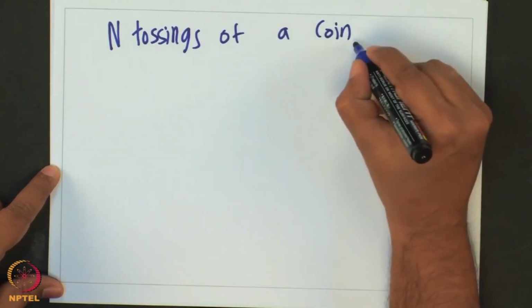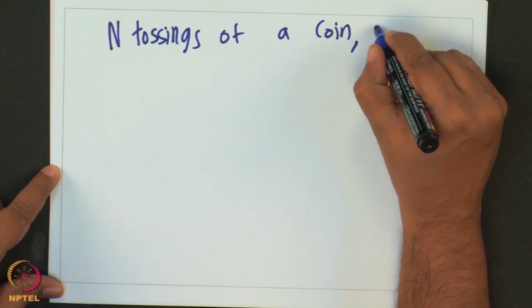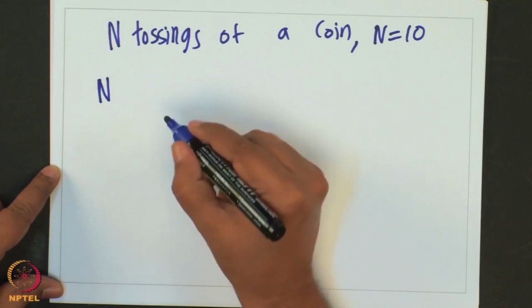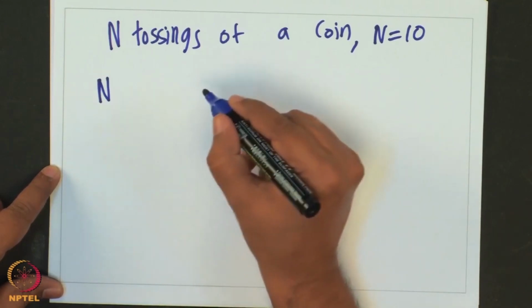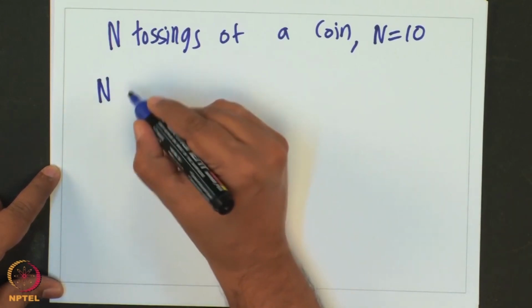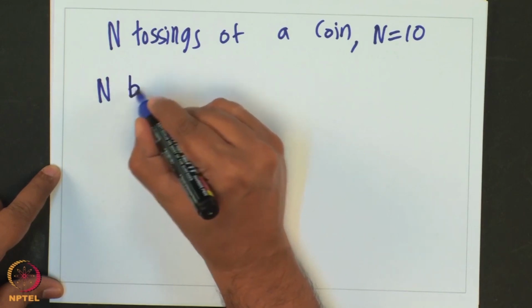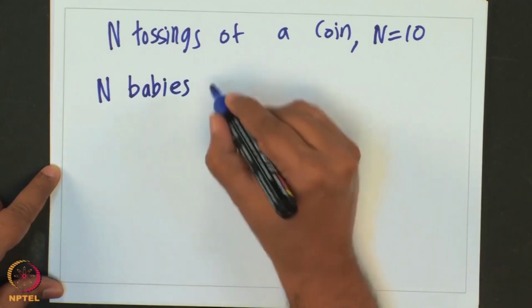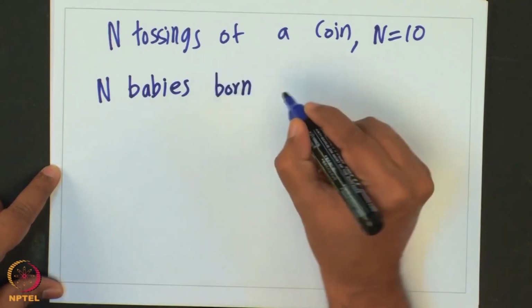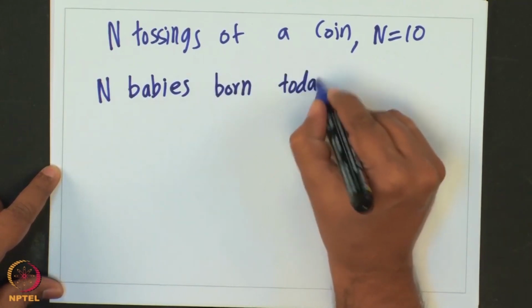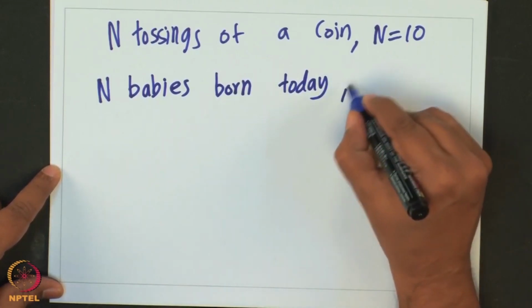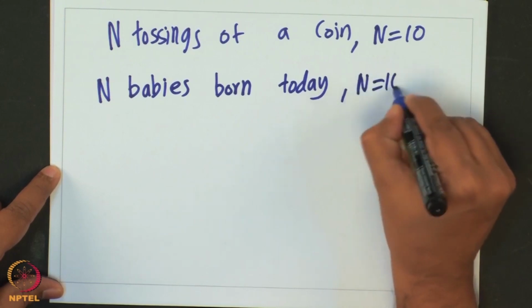So here n is 10, let us say 10 tossings, or n babies if you take, for 2n parents. So there are n couples and there are n babies born today, and you ask the question, how many of them are... so here also let us say n is equal to, let us take 10.